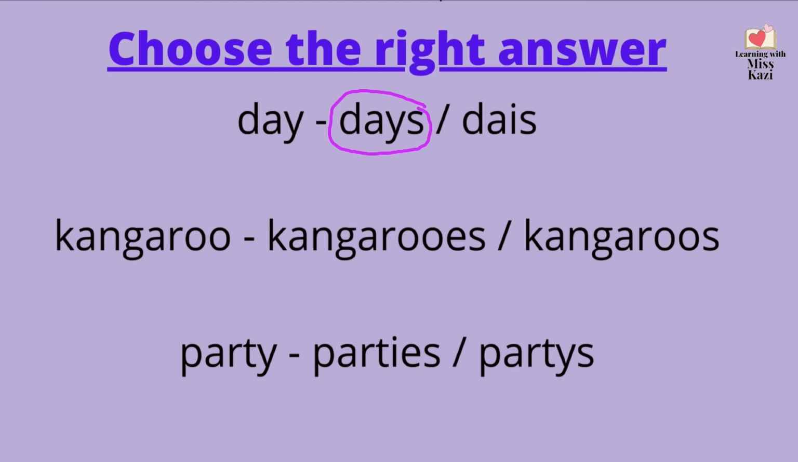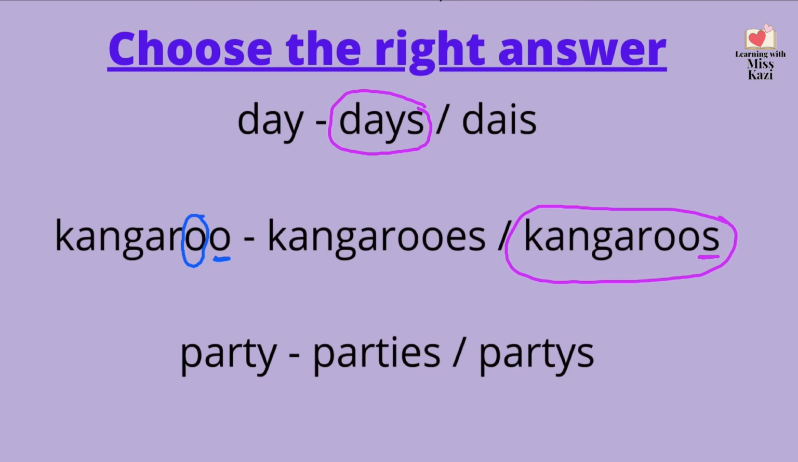Let's see the second one, kangaroo. When the word ends in the letter O, you need to check the letter before it. Is the letter before it a vowel or a consonant? It's a vowel. So you need to add the letter s at the end of it. If it was a consonant, you would have added es. You will choose this answer and only add the letter s to it.